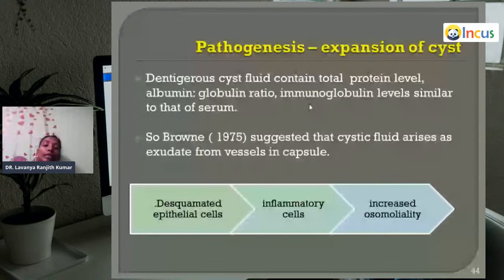Dentigerous cyst fluid contains total protein levels, albumin and globulin ratio, and immunoglobulins similar to those of serum. Brown et al. in 1975 suggested cystic fluid arises as an exudate from the vessels in the capsule. So desquamated epithelial cells, inflammatory cells, and increased osmolality are responsible for the expansion of the cyst.